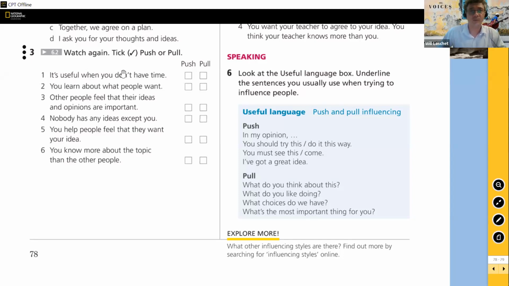So if I say to you, number 1, it's useful when you don't have much time. Do you think that's push or pull? So Zenaida says it's push. I agree. So number 1, when you don't have time, it's just going to be, yeah, this is what you should do. That's push influencing, right?